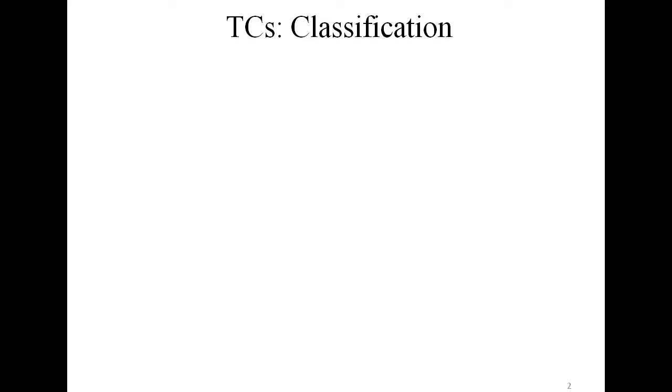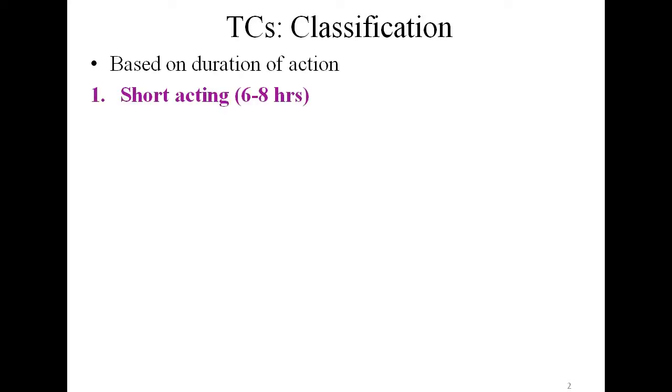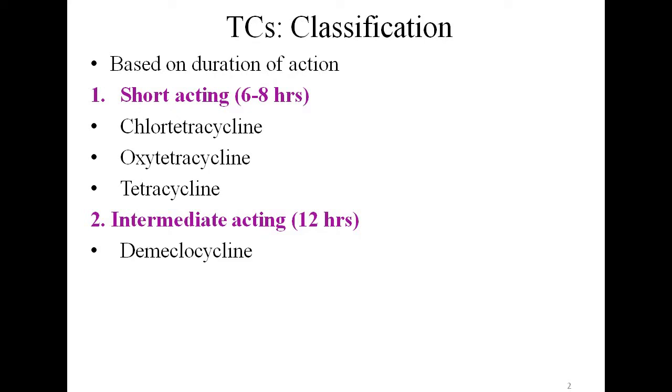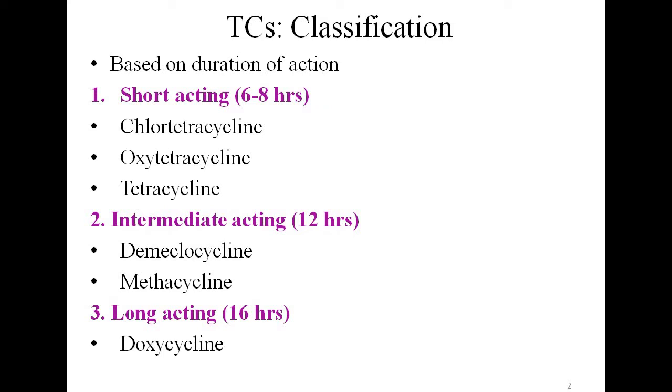The tetracyclines are classified based on the duration of action. So we have short-acting tetracyclines, duration of action is 6 to 8 hours. Under this group we have chlortetracycline, oxytetracycline and tetracycline. The intermediate acting tetracyclines are of 12 hours duration of action, where we have demeclocycline, methacycline. These are intermediate acting. The long acting tetracyclines which act between 16 to 24 hours includes doxycycline and minocycline.